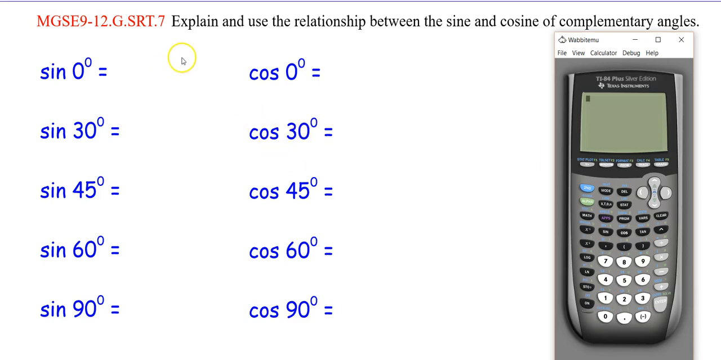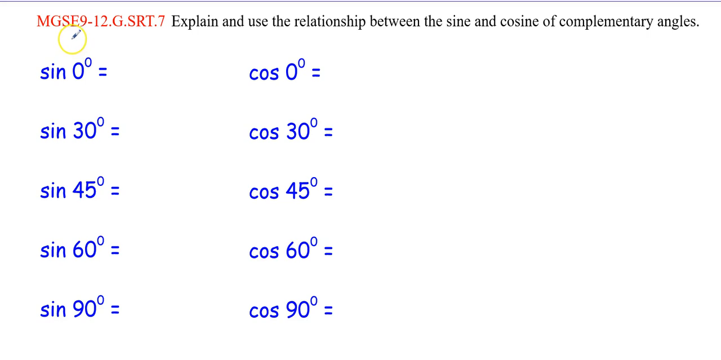In this video, we are going to learn about the relationship between the sine and cosine of complementary angles. The standard is MGSE 9 through 12 with GSRT 7: explain and use the relationship between sine and cosine of complementary angles.